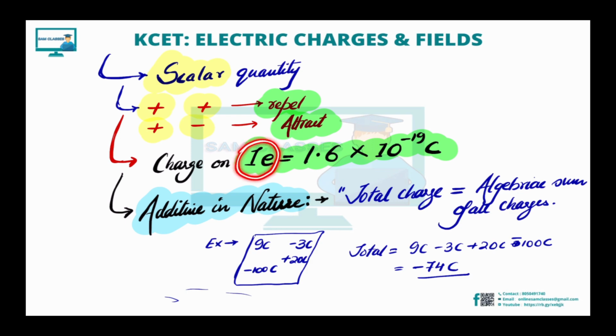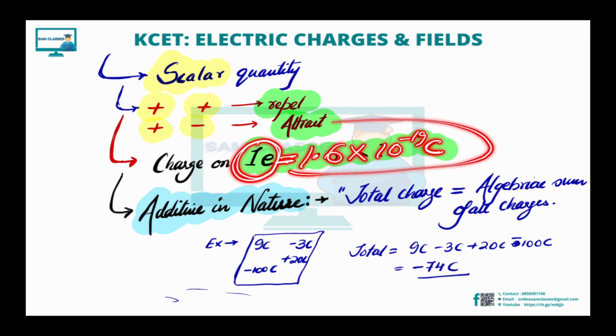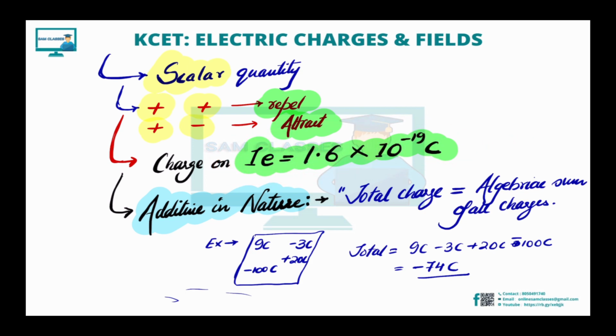Now, what is the charge on a single electron? For one electron, that is equal to 1.6 × 10^-19 coulomb of charge. So this much charge an electron contains. Now, charges are additive in nature. What do I mean by that?